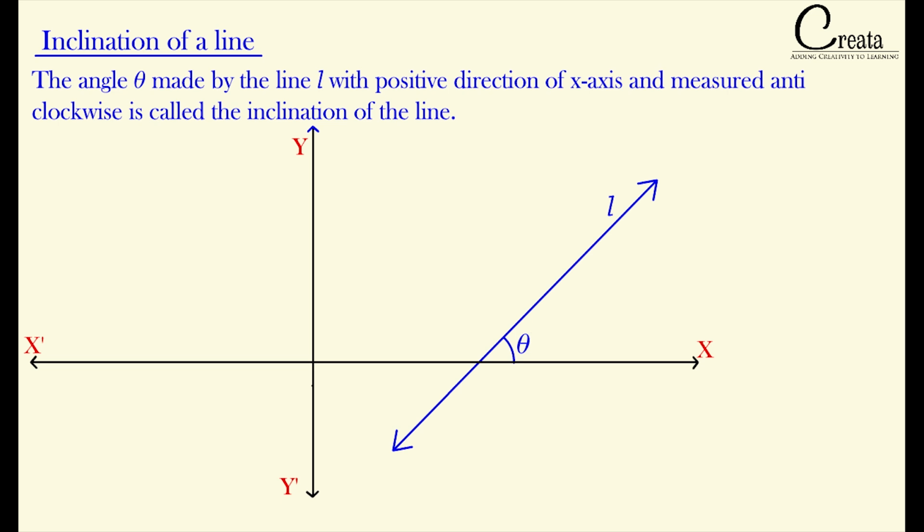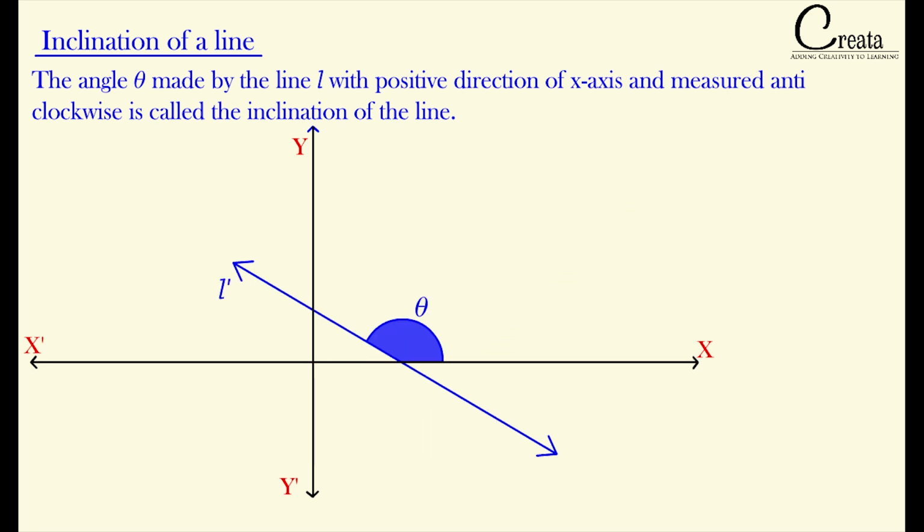Basically, what is this theta? Theta is the angle that this line makes with the positive x-axis. This is very important. It is positive x-axis and this angle theta is measured anti-clockwise from the positive x-axis. If we take a new line, say L dash, then this angle will be theta, that is, this angle will be the angle of inclination. This angle will not be the angle of inclination. Only the angle which is made from the positive x-axis and which is measured anti-clockwise. Okay, got it. So you have understood what is the inclination of the line.